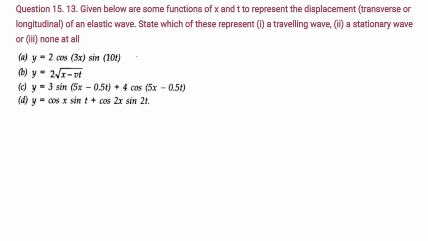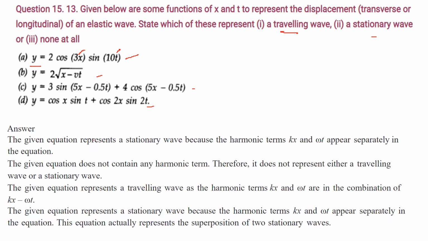Given below are some functions of x and t to represent the displacement. This is the displacement with respect to x and t. Now these are transverse as well as longitudinal. We have to state which of these represent a traveling wave and which of these are a stationary wave, or none of these are either a traveling wave or a stationary wave.